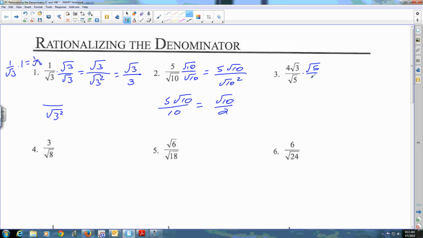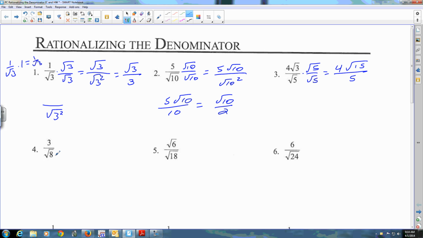So I need to multiply by the square root of 5. So I get 4 square roots. These can come together to give you the square root of 15. Square root of 5 times square root of 5 is 5. Remember, that can't reduce. This isn't reducing, so you're finished.